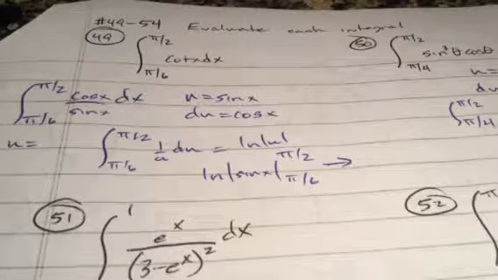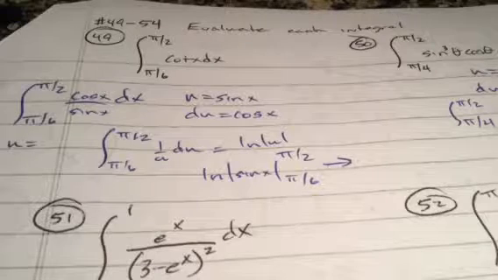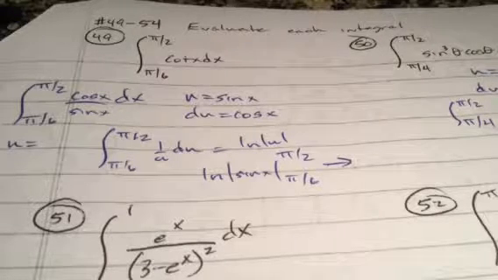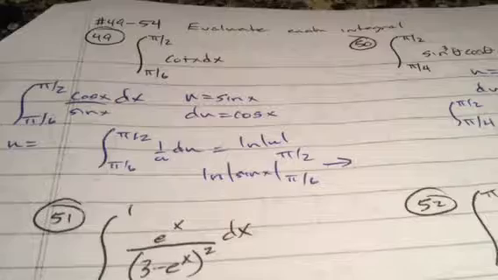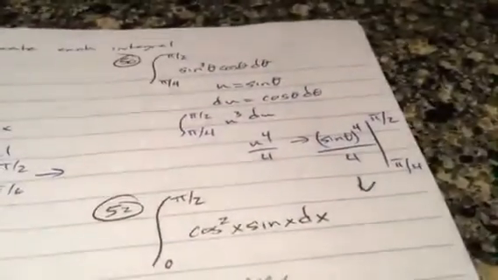I think it's going to be, first off, sine of pi halves is 1, right? So that's just going to be 0. So minus natural log of 1/2, right? Again, you should probably check that. I think we did that one in class, though.